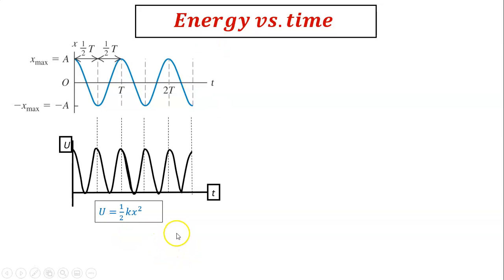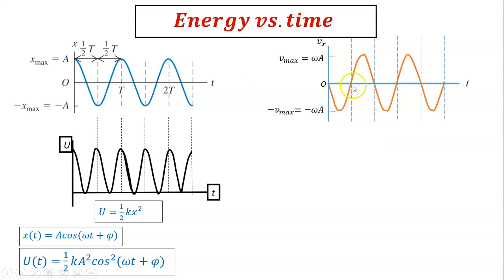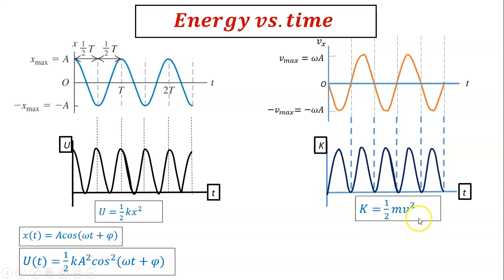How about energy versus t? Since x equals, in general, A cosine of omega t plus phi, Ut is just 1/2 k x squared as a function of time. How about kinetic energy? This v corresponds to this x. So when x is maximum, v equals 0, and it's moving in the negative direction. So K equals 1/2 m v squared.